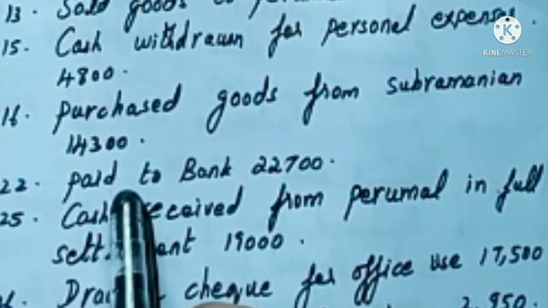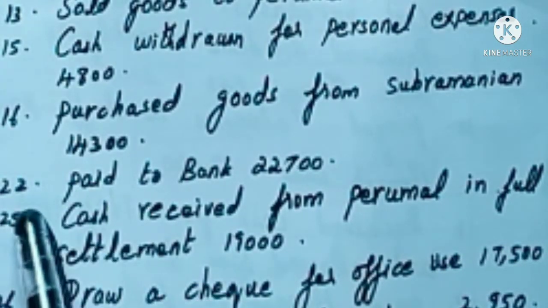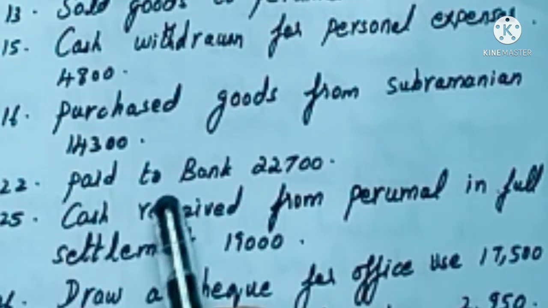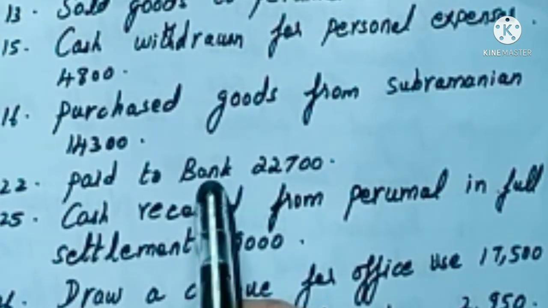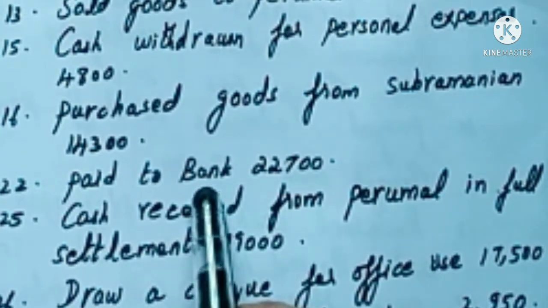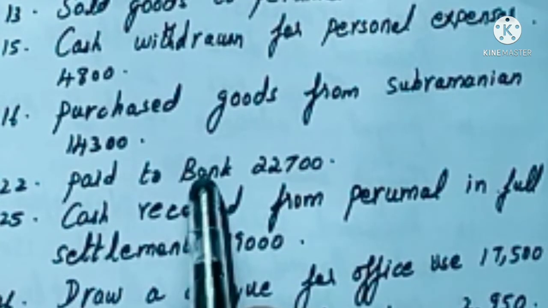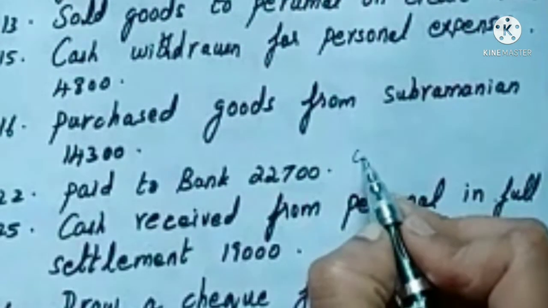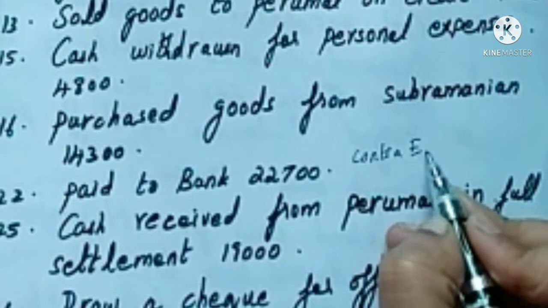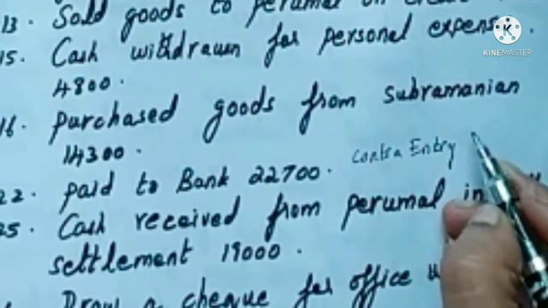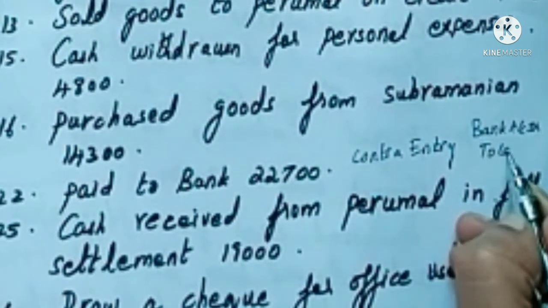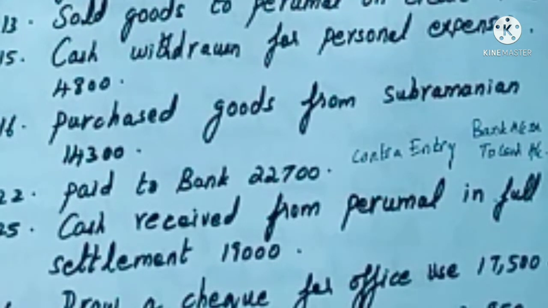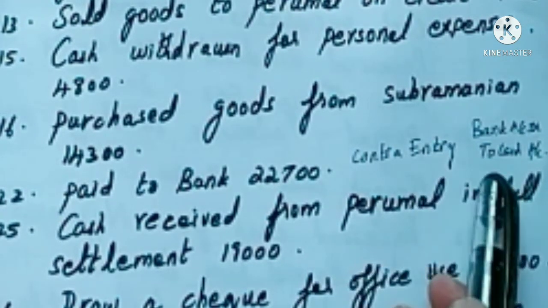Next transaction is on 22nd October 2017. Paid to bank. So what is the entry when you pay to bank? Bank is the receiver and cash is going out. What is the entry? Bank account debit to cash account. It is a contra entry. Entry is bank account debit to cash account. Remember this, okay? Remember carefully.